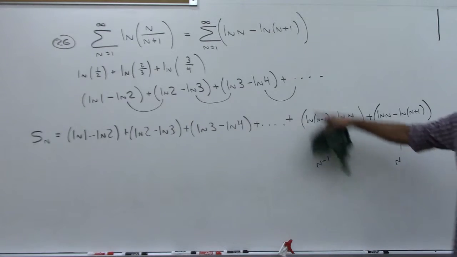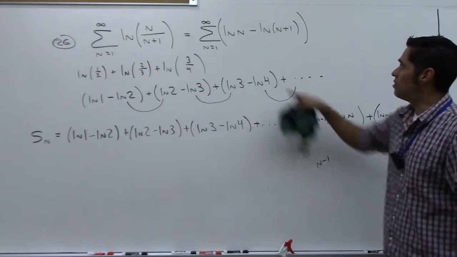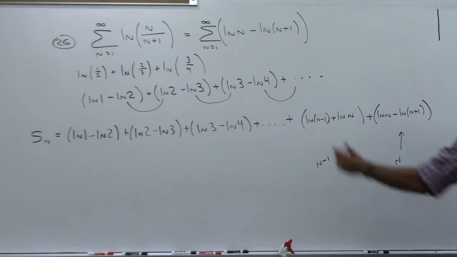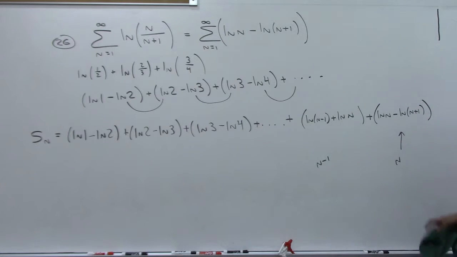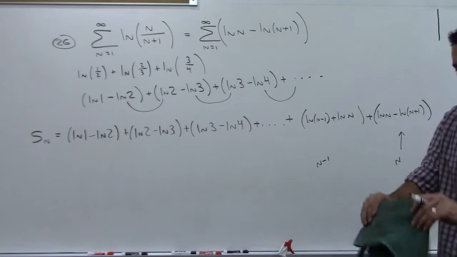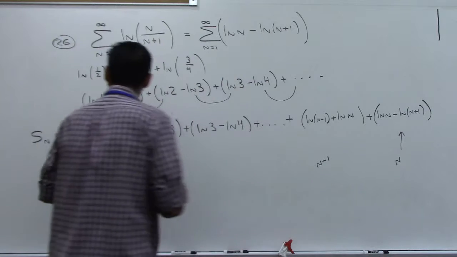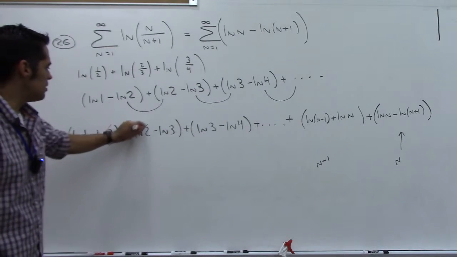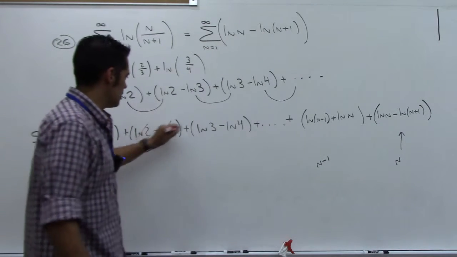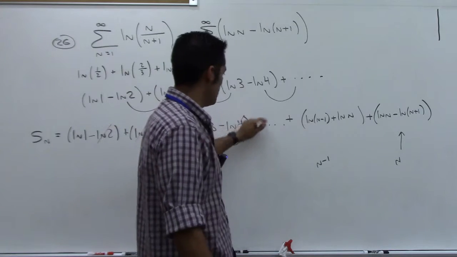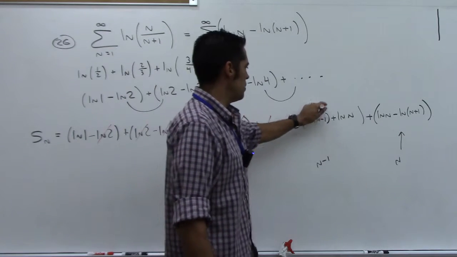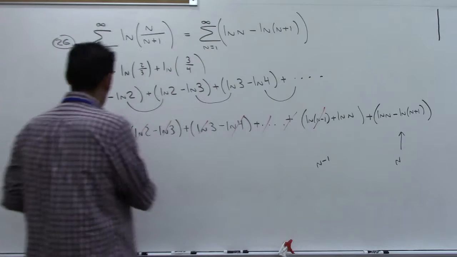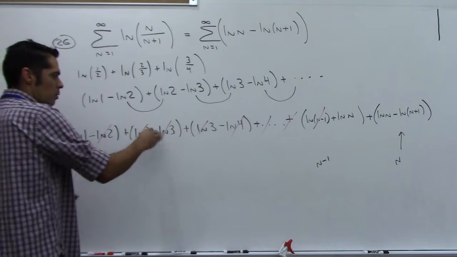So when I plug n minus 1 right here, I get n. N minus 1 right here, I get n minus 1. And then I could do another one in front, but this is enough for me to see the pattern of what happens. You've got the minus natural log of 2 canceling here, minus natural log of 3 canceling here, minus natural log of 4 does cancel with something there. This one gets canceled by the one in front. So look, the ones that are right next to each other are going away.